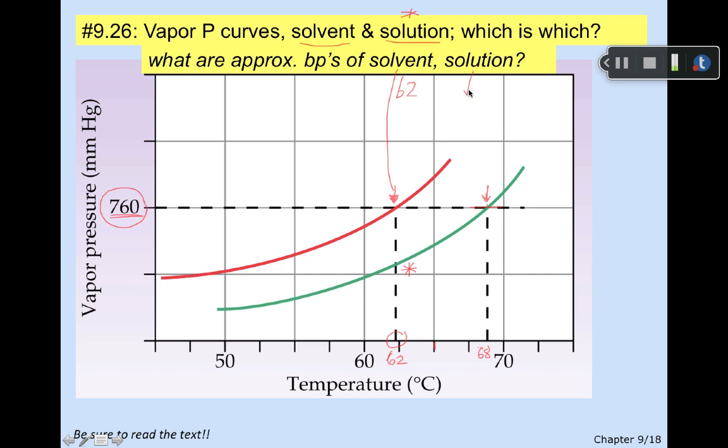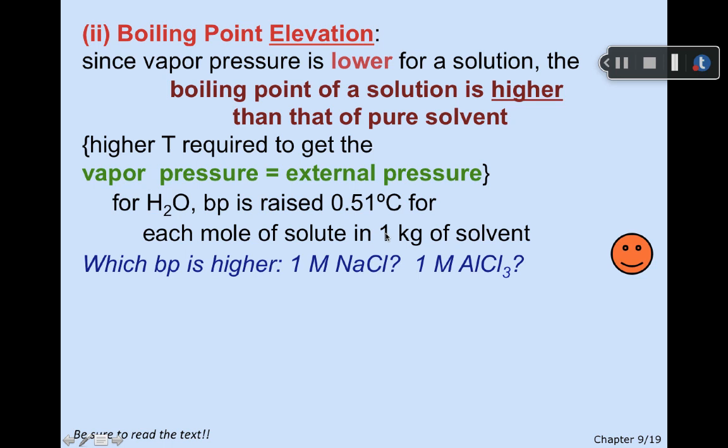And for the solution, it is going to be somewhat higher. It's that value we estimated to be somewhere around 68. So you can identify which is the solvent, and which is a solution containing solute, by looking at their vapor pressures. Again, the vapor pressure is reduced, which is why the green line is lower, for a solution. It has to do with the fact that solute molecules interfere with the escape of solvent from the surface of the liquid. The second colligative property is called boiling point elevation.